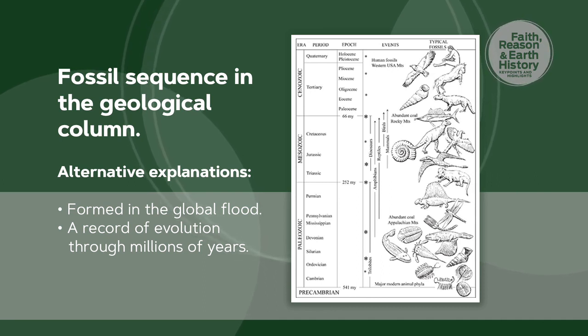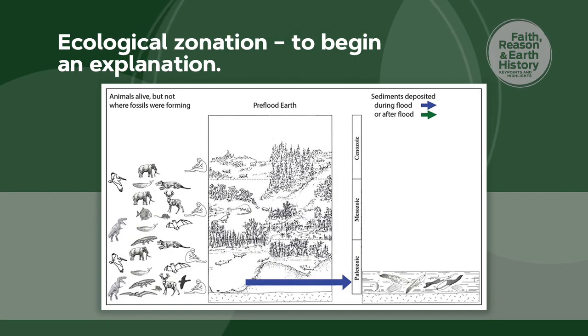But if number one is the correct one, that it's formed in the global flood, why are the animals in that sequence? There's a theory called ecological zonation, which is the beginning of an explanation. In this slide, the middle part is a reconstruction of what the pre-flood Earth may have looked like. Then on the right, we will have the accumulating fossil record, and the arrow shows animals being killed at the bottom there of that landscape and deposited over in the fossil record. So you have one life zone that's getting destroyed and buried in the fossil record.